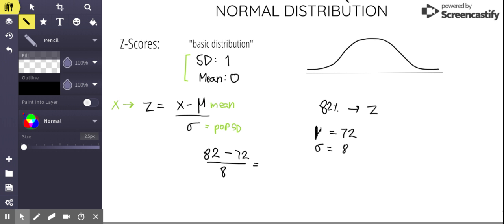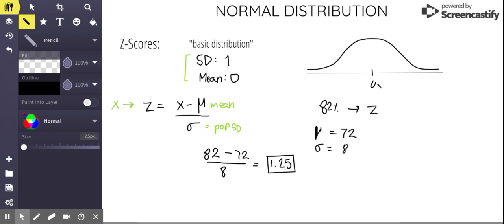So that's going to be 10 divided by 8, which is going to be 1.25. All right, and then we can go ahead and write here 1.25. So that is going to be our z-score for a normal score of 82. And what does that mean? Well, we can go ahead and draw it on our graph.